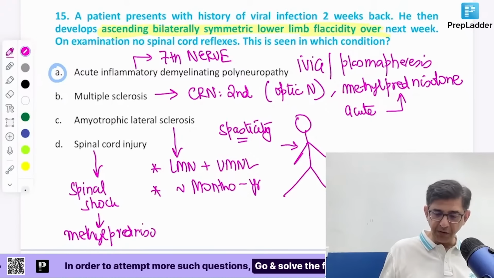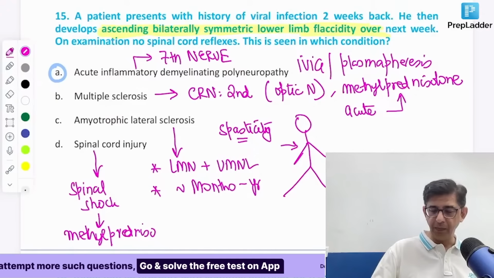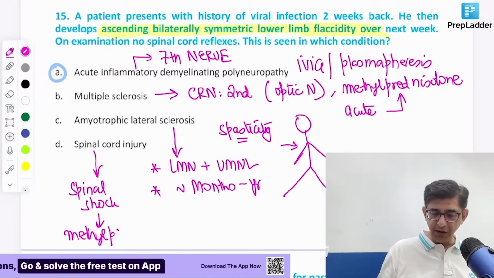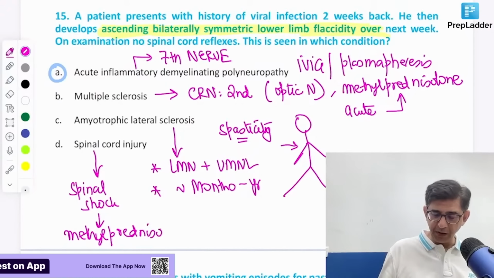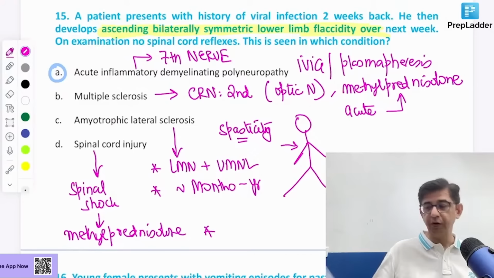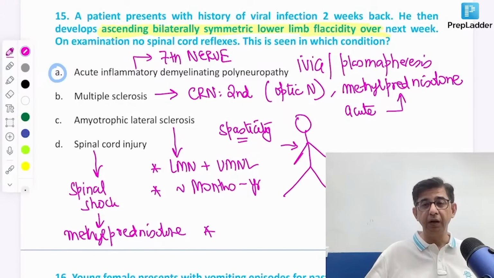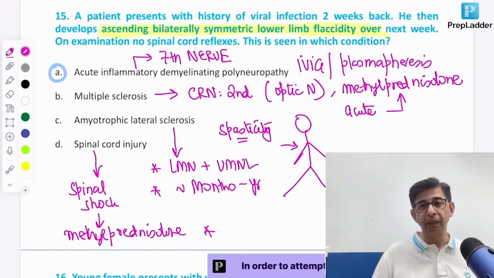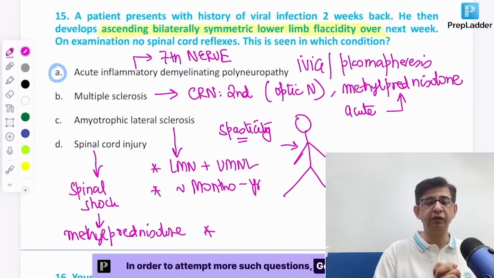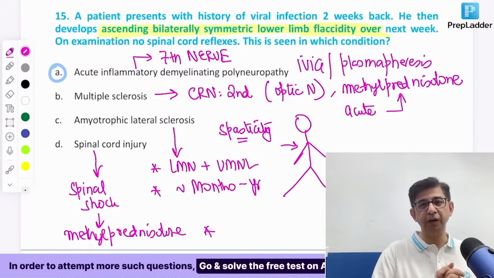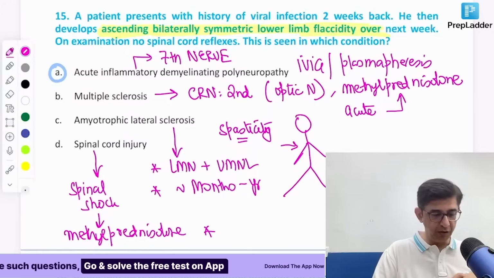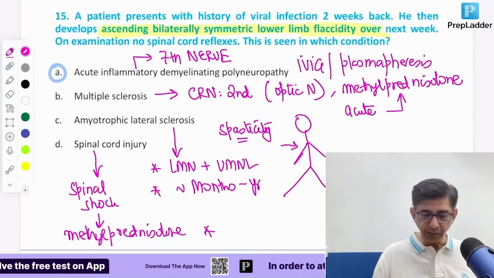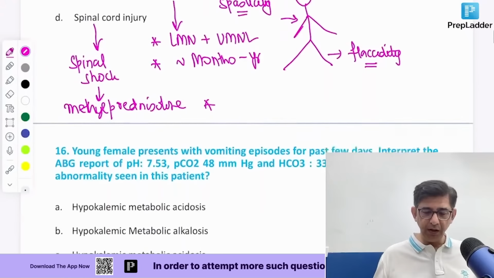In the endocrine system, we will always read about methylprednisolone for the topic of Graves' ophthalmopathy. But today methylprednisolone has been discussed not for Graves' ophthalmopathy but for multiple sclerosis acute attack and spinal shock as well. 15th is sorted. Let's come to 16th.